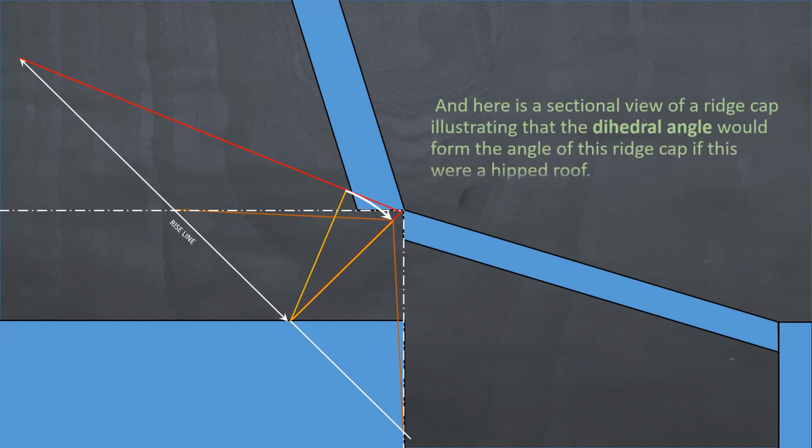And as mentioned earlier, if this was a hipped roof, well, what I've shown there is the section through the ridge capping. If this happened to be a hipped roof, that would be the ridge capping for this particular hip, if it were a roof. Okay.